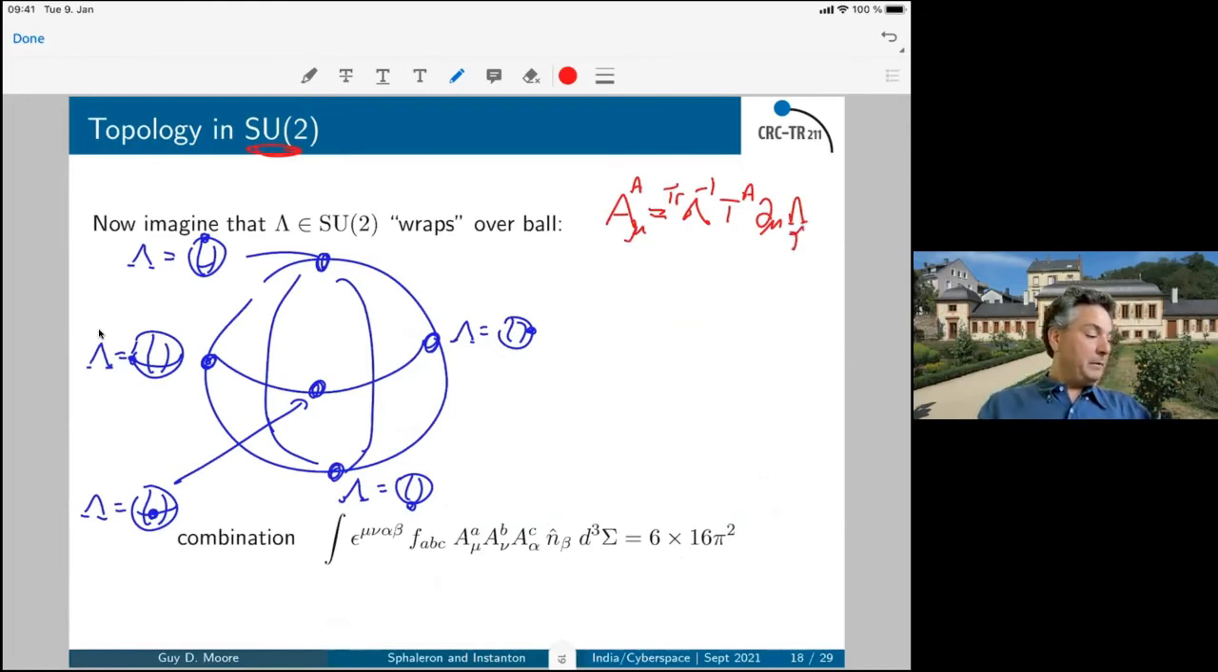And what this lambda could be is, at the North Pole in space around the singularity, it could be the North Pole in SU2, and on the East Pole, it could be the East Pole of SU2, and on the West Pole, it could be the West Pole of SU2, and on the South Pole, it could be the South Pole of SU2. And on the, I don't know what you call this, the Greenwich Pole, it could be the Greenwich Pole.